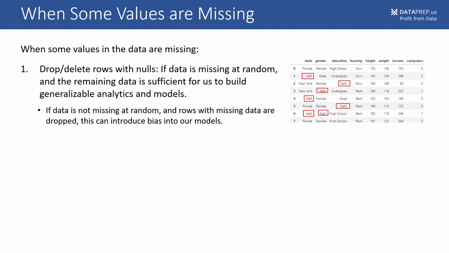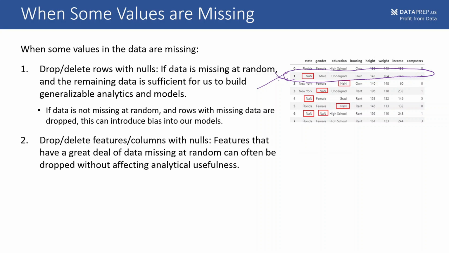When some values in the data are missing, you can drop or delete the rows that have the missing value. So in this situation, for example, if this row is missing a value, we could just ignore it. We just have to make sure that we don't introduce any systematic bias into our data as a result of doing such deletions.